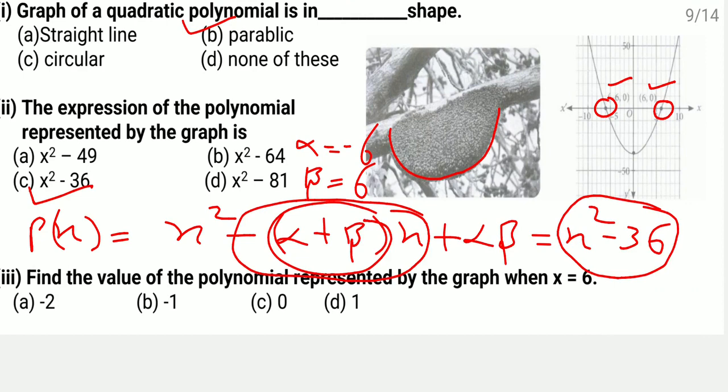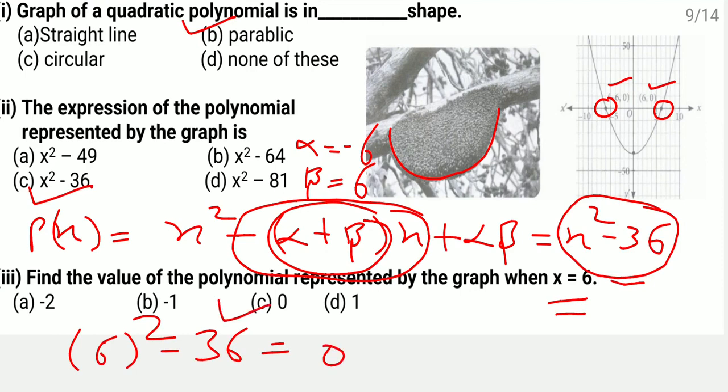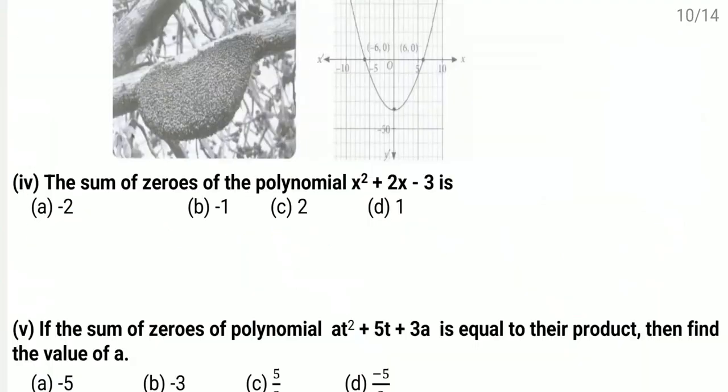Now our polynomial is what? x square minus 36. Now they said value of x is 6. So what is the value? Now here x square, that means 6 square minus 36. Answer comes as 36 minus 36 is 0. So value will become 0. Okay, so option C is the correct one.